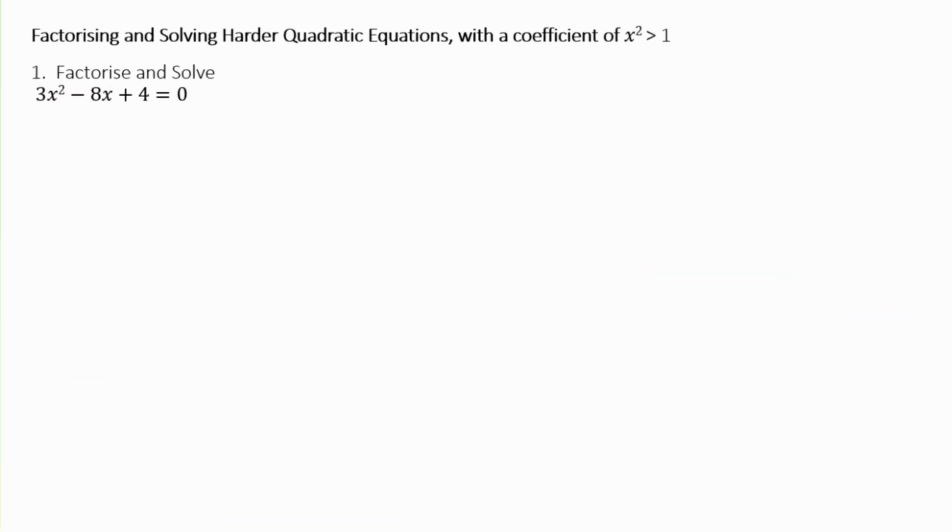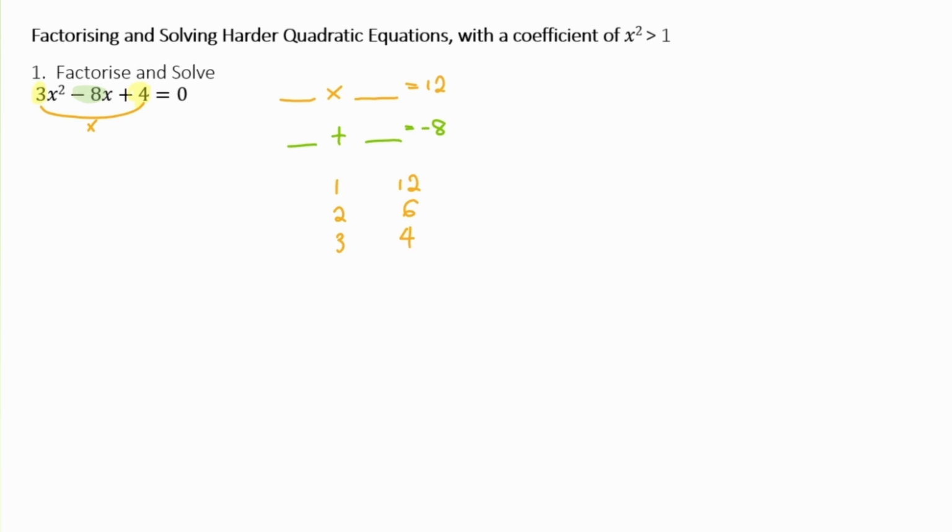So for number 1, we have to factorize and solve 3x squared minus 8x plus 4 is equal to 0. So we are first going to multiply the coefficient of x squared, which is 3, with 4, which gives us 12. So we are looking for two numbers that multiply to give us 12, and those same two numbers should add to give us minus 8. So we have to look for the factors of 12. We've got 1 and 12, we've got 2 and 6, and we've got 3 and 4.